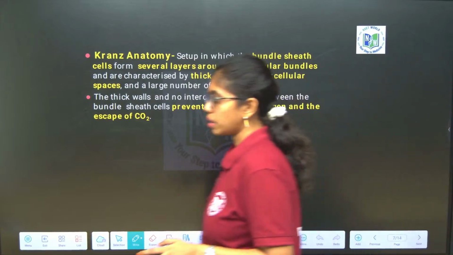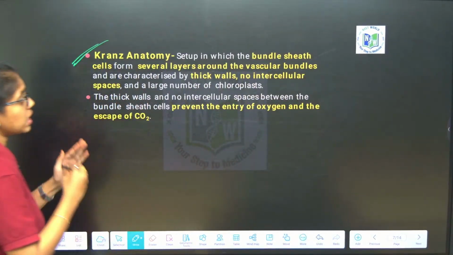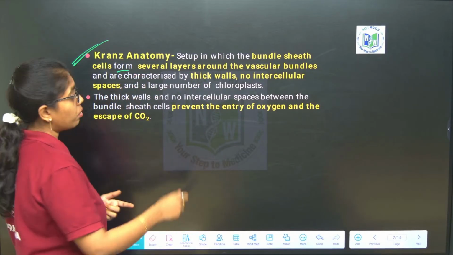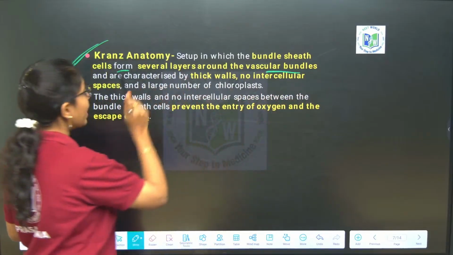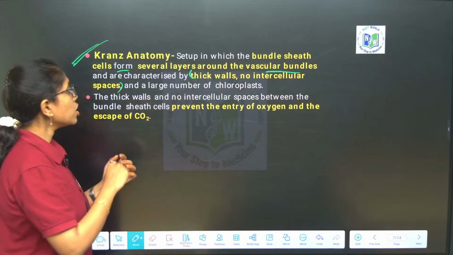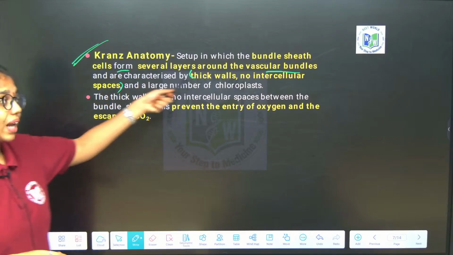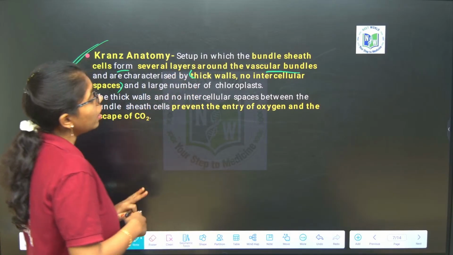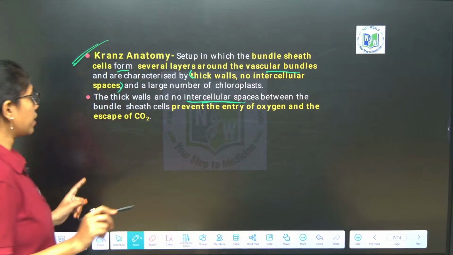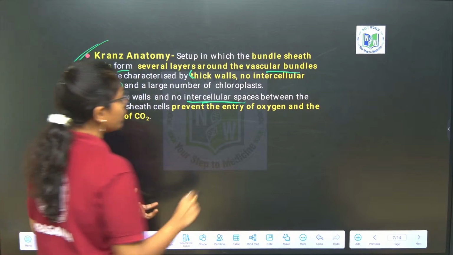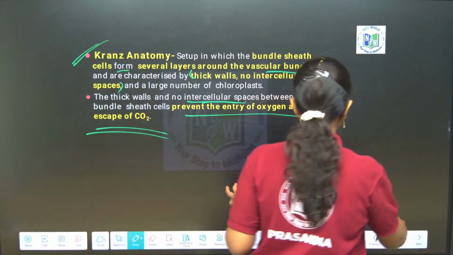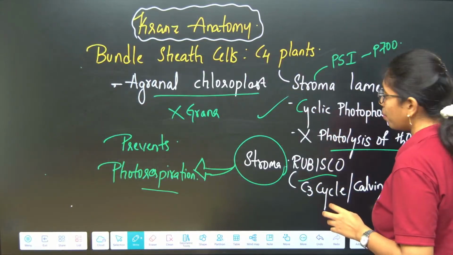Next, Kranz anatomy. Kranz anatomy is a setup in which bundle sheath cells form several layers around the vascular bundles, characterized by thick walls and no intercellular spaces, and there are a large number of chloroplasts inside the bundle sheath cells, which are agranal chloroplasts. The thick walls and no intercellular spaces between the bundle sheath cells will prevent the entry of oxygen and prevent the escape of carbon dioxide. So, this is the event that is happening inside the bundle sheath cells.